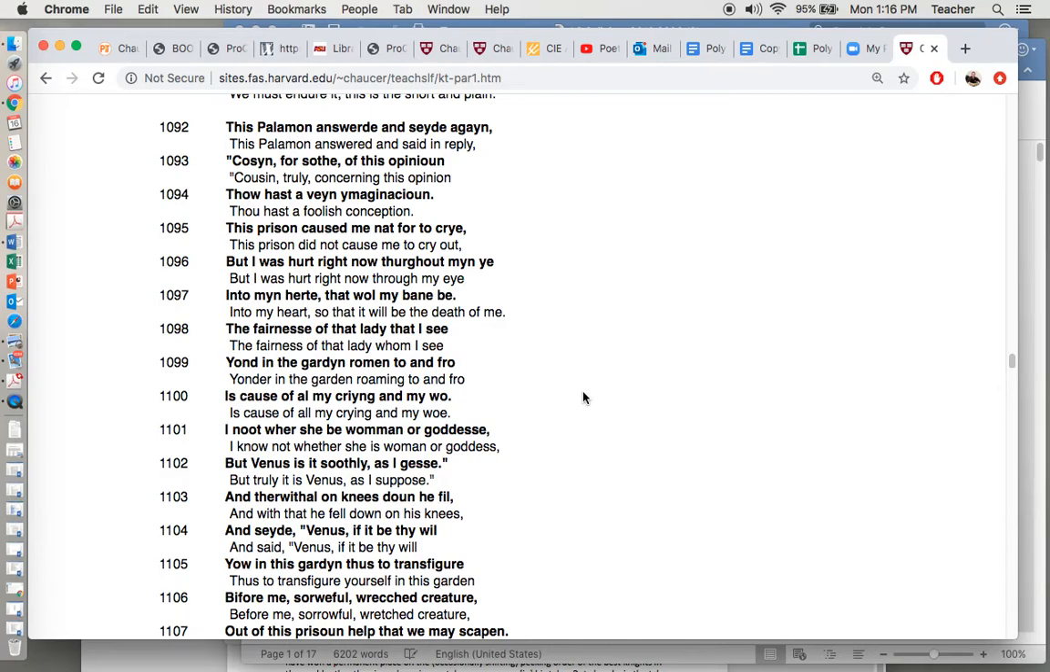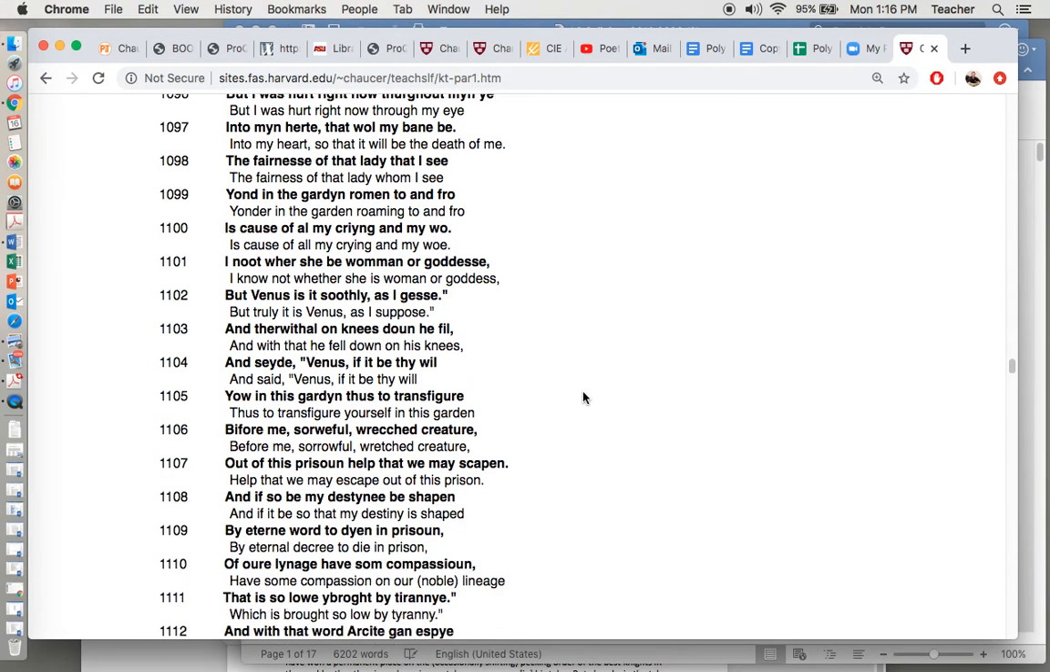Okay, and if we remember, Gower, who was Chaucer's friend and contemporary, writes about this as well. I think it's in the Mirour de l'Omme that he writes about this. Don't make eye contact with girls. Bad things can happen.